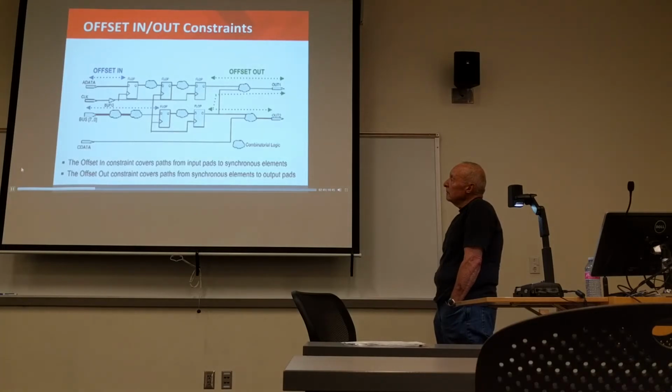Likewise, the input paths covered by the offset in constraint are usually mistaken because an input bus of 8 bits is used in this case. They just basically don't see the big fat wire, but you probably figured that out now.